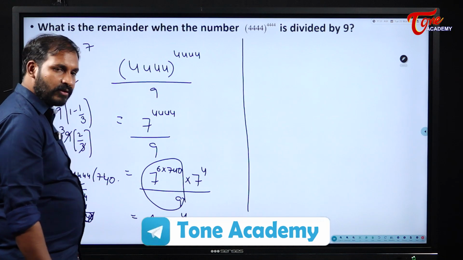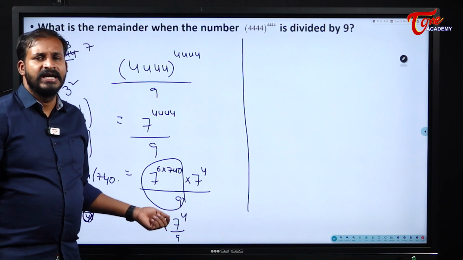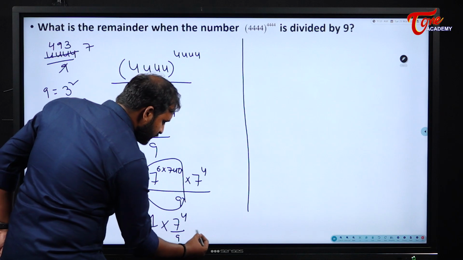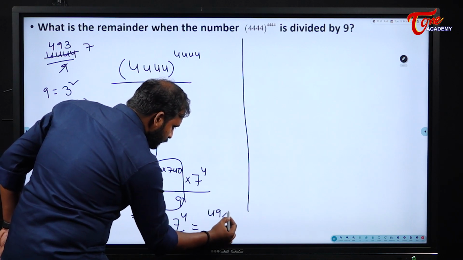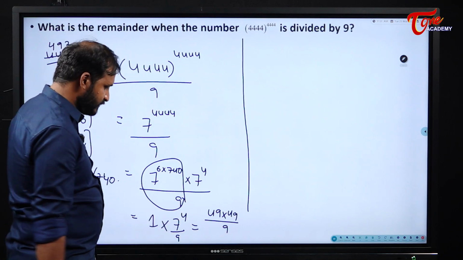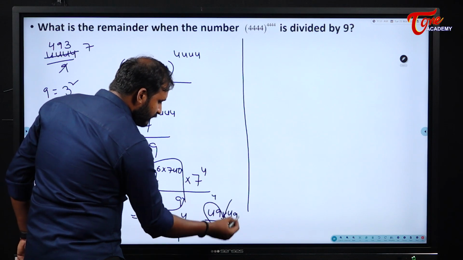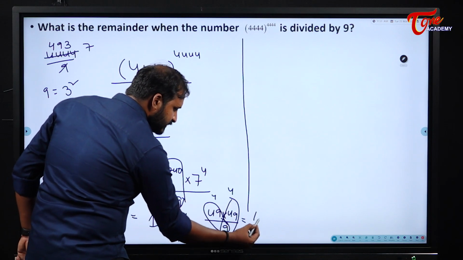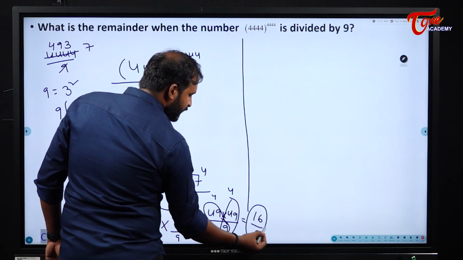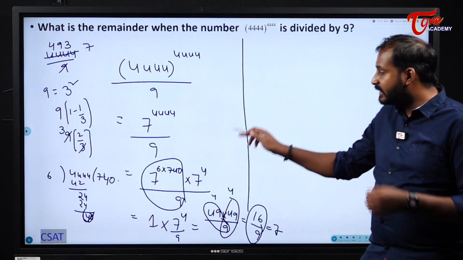So, 7 to the power of 4 by 9, you can solve it in any other manner, but my suggestion is directly solve for 7 to the power of 4 by 9. You will get the answer. 7 to the power of 4 means what you will write? 49 into 49 by 9, that is 7 square into 7 square. So now, what is the remainder for this? 4. What is the remainder for this? 4. 4 fours are 16. 16 by 9, don't get confused. Once again, 16 by 9, what is the remainder? We will get 7.